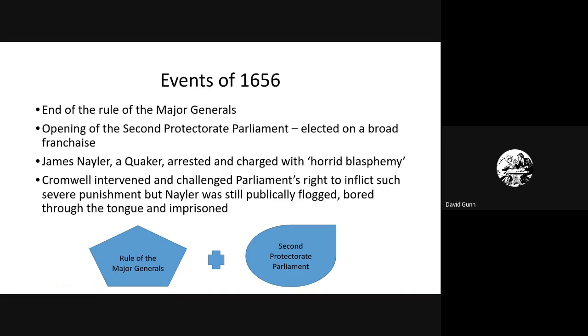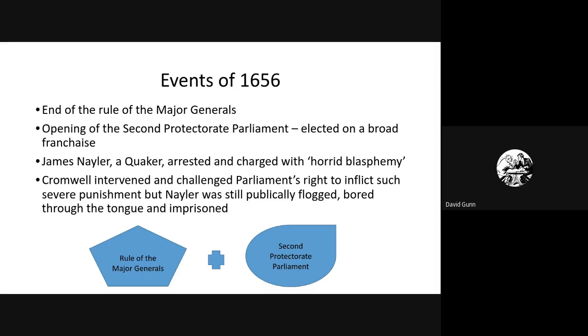1656, the end of the rule of major generals, and there's a new second protectorate parliament. So a new shape there, symbolising that. And then we've got the James Naylor case, which is kind of controversial, where Parliament call for James Naylor to be executed because he's a Quaker who rides into Bristol naked on the back of a donkey to reenact an act that Jesus had done.